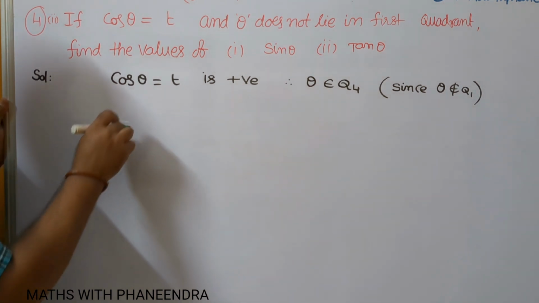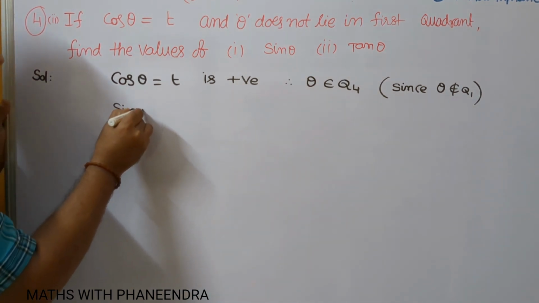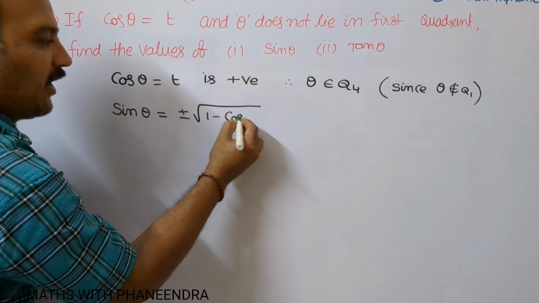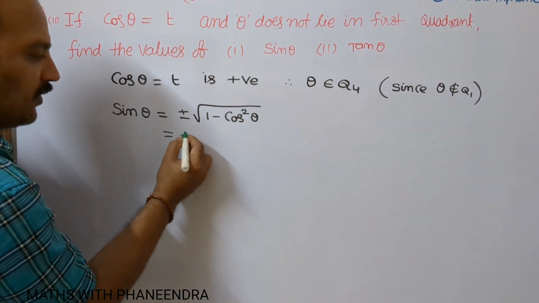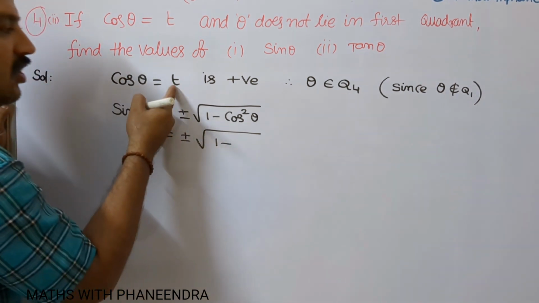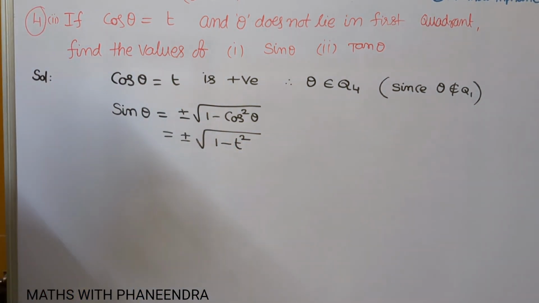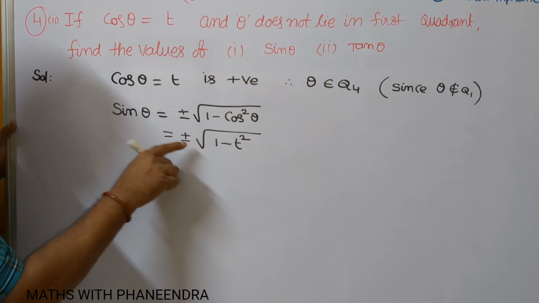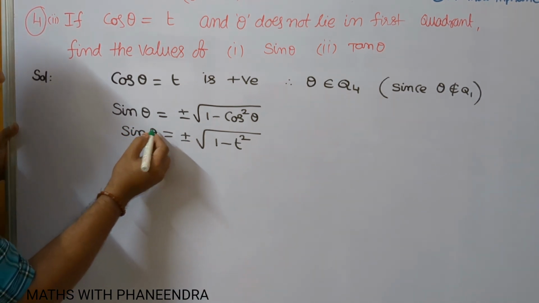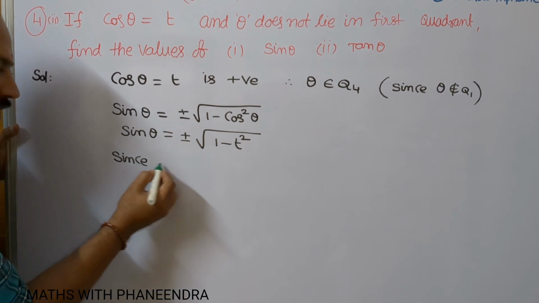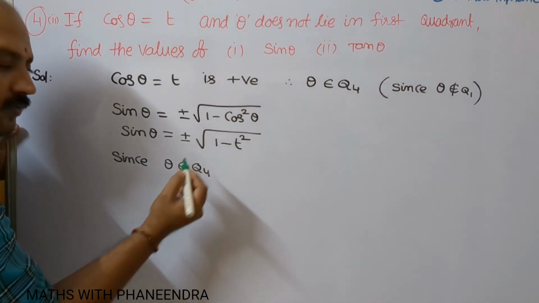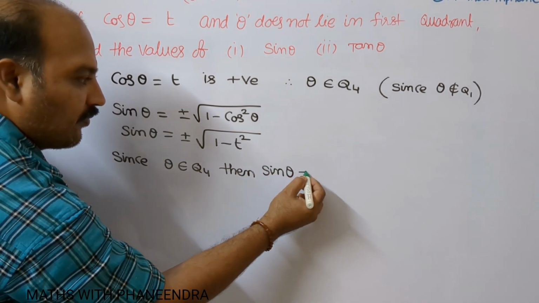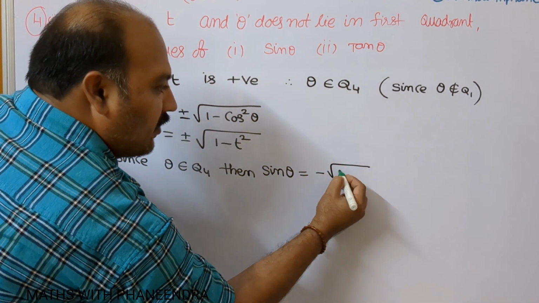So in the fourth quadrant, we can calculate the values of sin theta and tan theta. Whenever we know cos theta, we find sin theta. Sin theta equal to plus or minus root of 1 minus cos square theta, that is plus or minus root 1 minus t square. Here, sin theta in the fourth quadrant is negative, so you can take only minus. Since theta belongs to Q4, sin theta equal to minus root 1 minus t square.